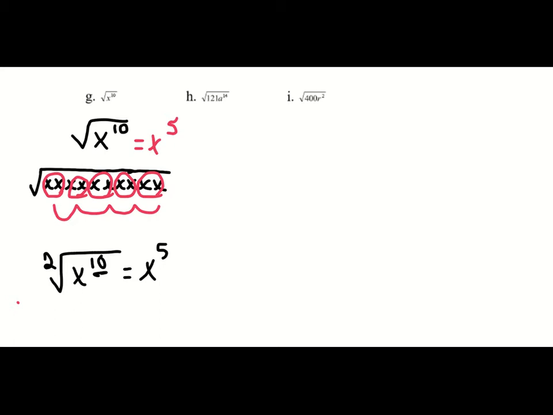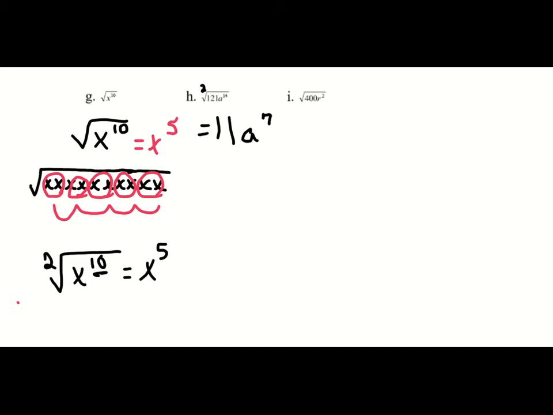First, we're going to look at the square root of 121. The square root of 121 is 11. And then if I divide 2 into 14, 2 goes into 14 7 times, so my answer would be 11a to the 7th power.